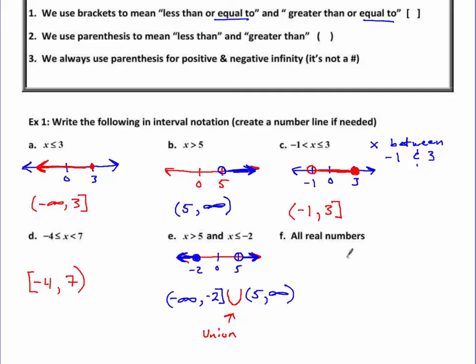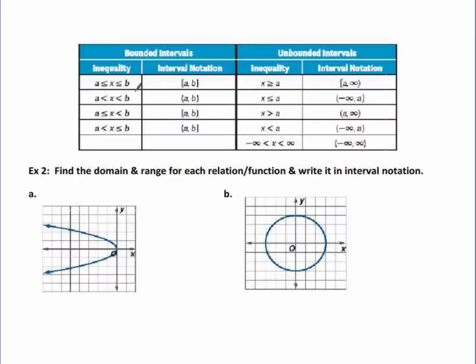Last one we're going to look at is all real numbers, and I'll do the number line for that just because it's pretty easy. So I have 0, and all real numbers means that it includes the entire number line. So that's going to go from -infinity to positive infinity.